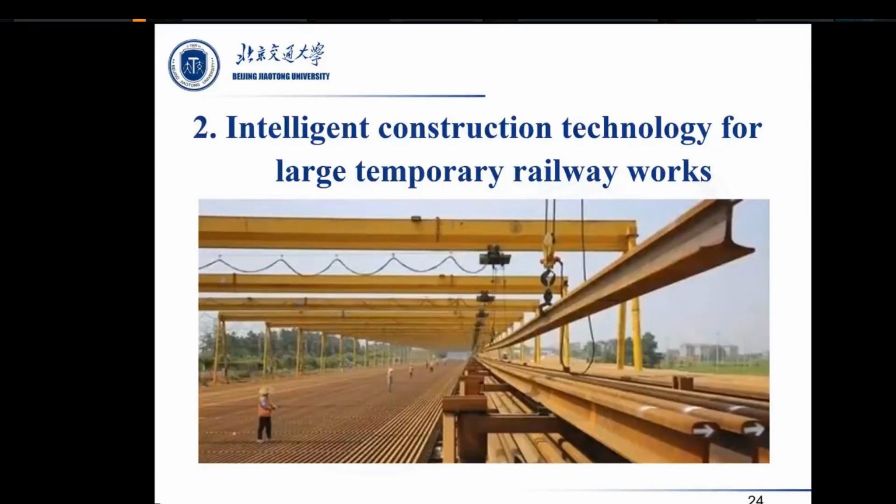In China, railway construction involves large-scale temporary work including track lay base, beam making and storage yard, track plant, prefabrication yard, fill station, material storage base, and other engineering support facilities.